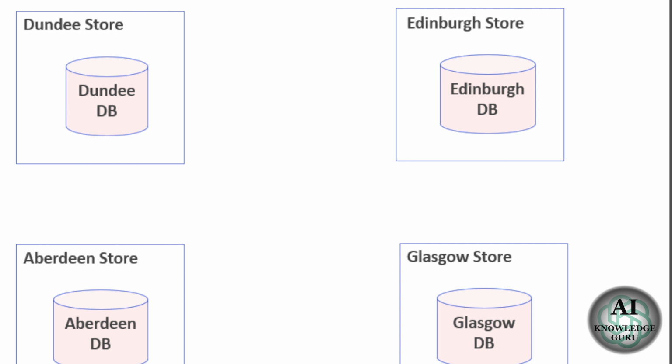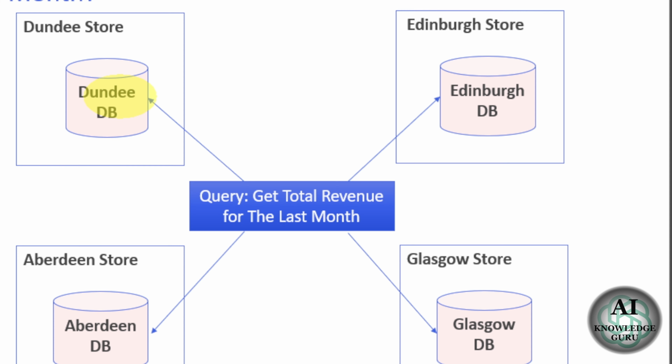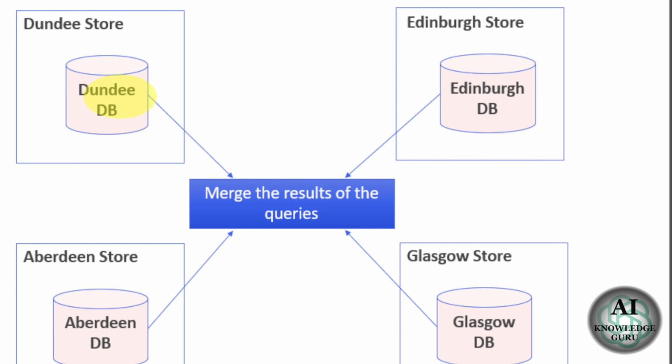Now, what was the total revenue for all stores last month? This is one query. How can we get that? We just take the total revenue from all the stores, add them up, and do the comparison. We can do a query to get total revenue for the last month from all the stores. Merge the results of the queries.